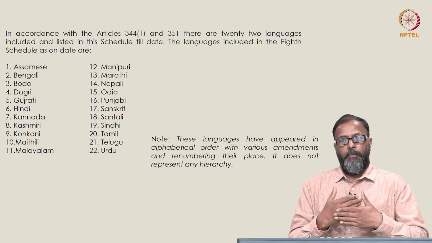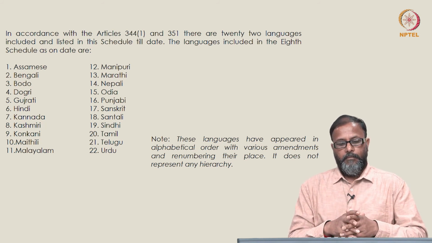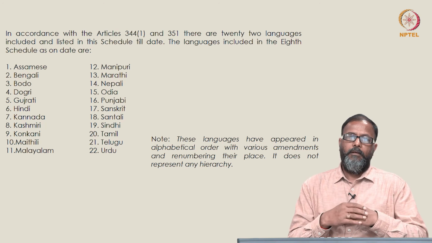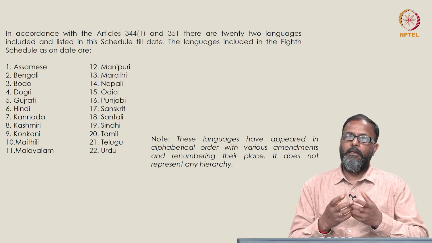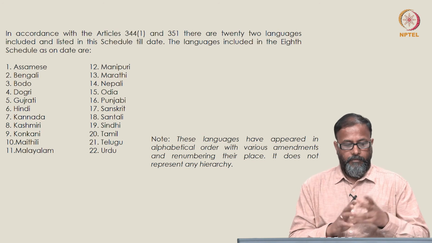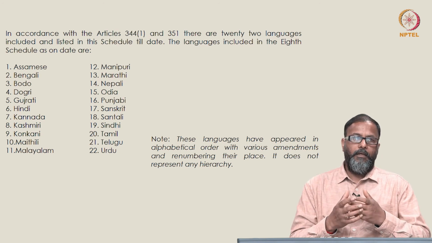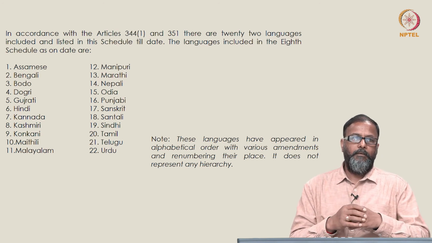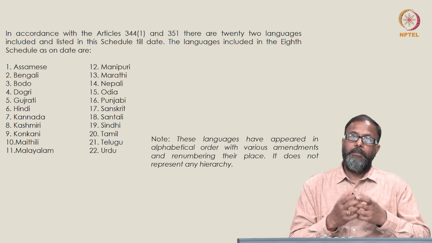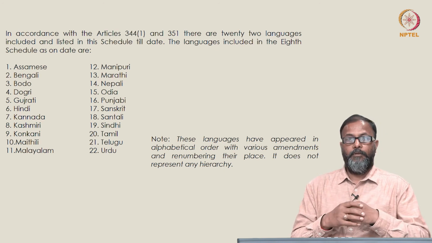However, the numbering and the placing of the languages in an order has no significance, right? It is purely alphabetical. The sequencing has nothing to do with hierarchy, importance, or superiority. It is simply alphabetical arrangement. So we have languages like Assamese, Bengali, Bodo, Dogri, Gujarati, Hindi, Kannada, Kashmiri, Konkani, Maithili, Malayalam, Manipuri, Marathi, Nepali, Odia, Punjabi, Sanskrit, Santali, Sindhi, Tamil, Telugu, and Urdu. These are 22 languages so far.